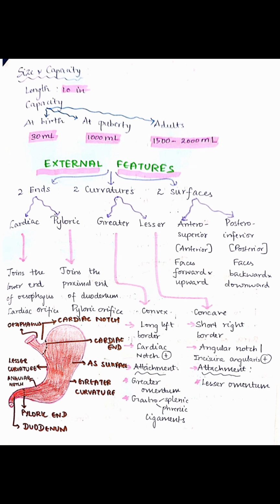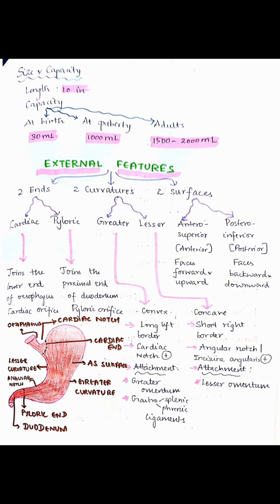Next we will see the external features. It is divided into ends, curvatures and surfaces. There are two ends, cardiac and pyloric; curvatures, greater and lesser; and surfaces, anterior and posterior. First we will see the cardiac end. It joins the lower end of the esophagus and has the cardiac orifice, while the pyloric end joins the proximal end of the duodenum and the pyloric orifice is present there.